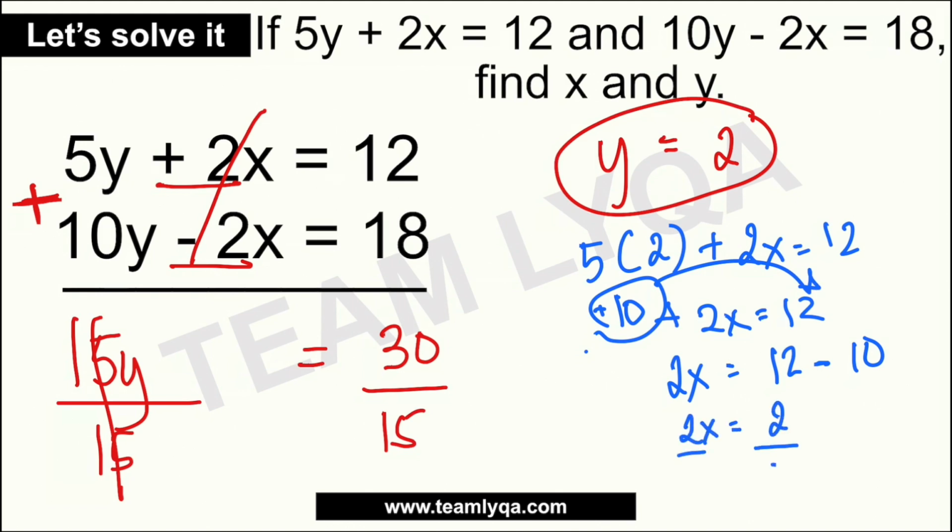I-divide natin both sides by 2 para ma-cancel ito. Maiiwan yung x is equal to 2 over 2 or 1. Okay? So, now we know na ang y ay 2, ang x ay 1. Okay? So, now I'm demonstrating yung pinaka-basic lang na gagawin natin. Again, pagtatapatin mo sila, titingnan mo kung anong mas madaling eliminate, tapos i-add mo sila, tapos isosolve mo na isa-isa.